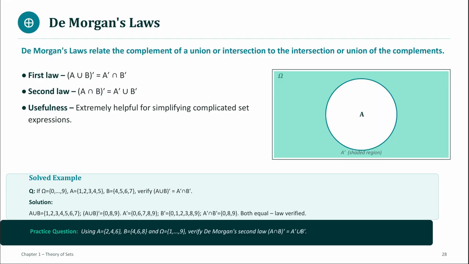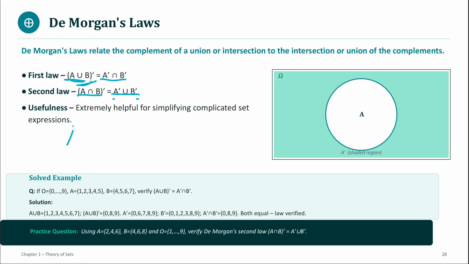So now this is a very important law, and this is De Morgan's law. De Morgan's law relates the complement of a union, so basically we have taken a union, A union B, and we are doing the complement of it, right? Complement of a union or intersection relates to the intersection or union of the complements. So here we are doing the intersection of the complements, and here we are doing the union of the complements. So this law has to be kept in mind.